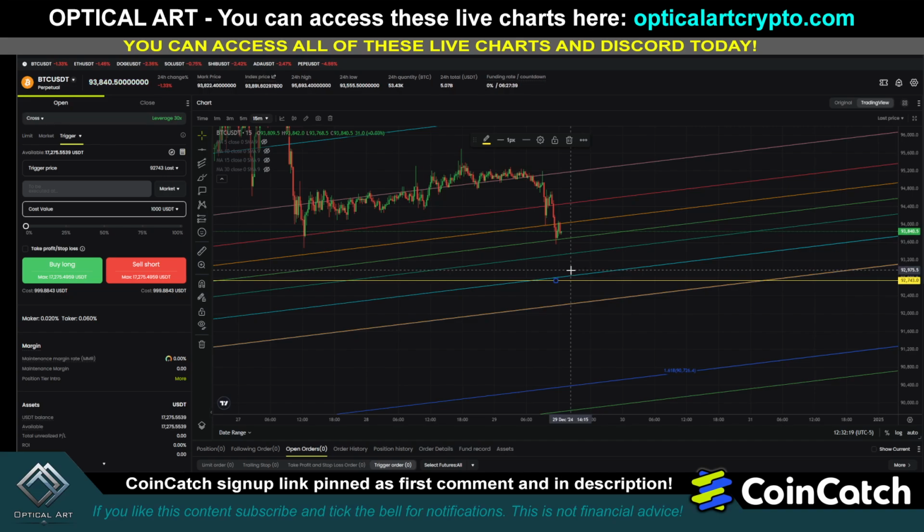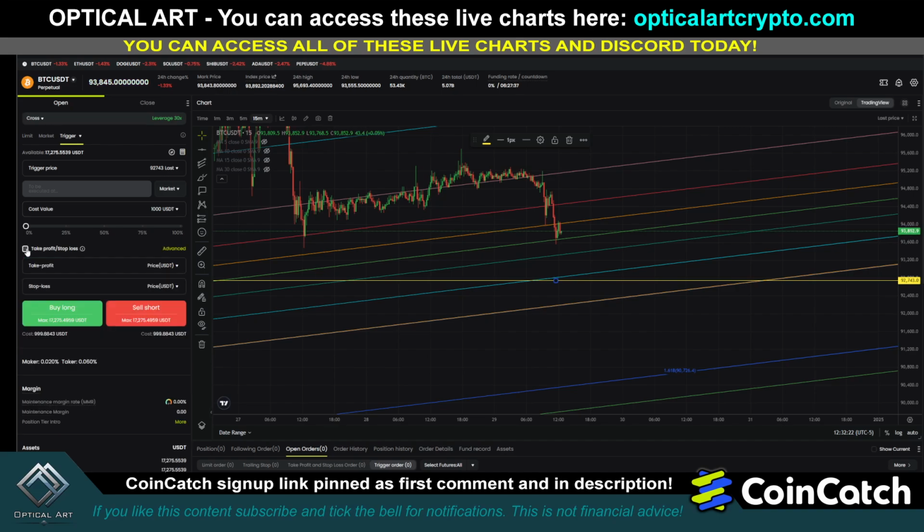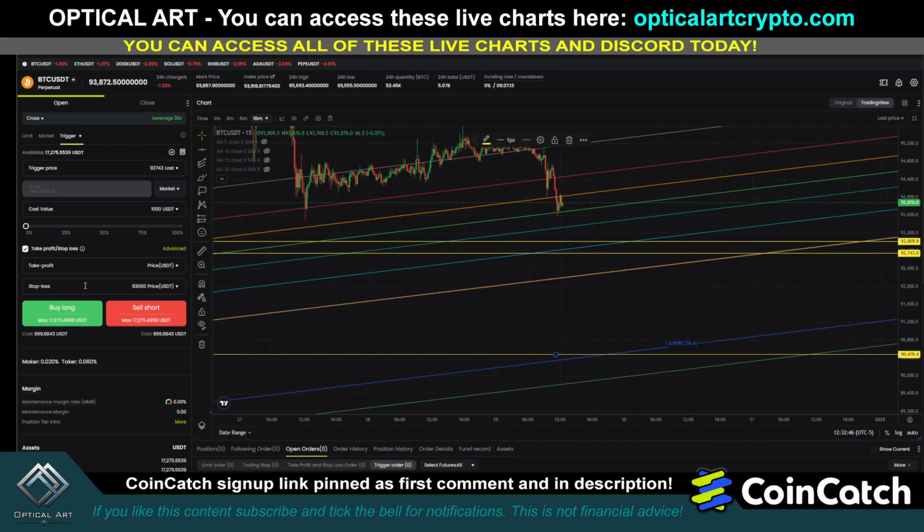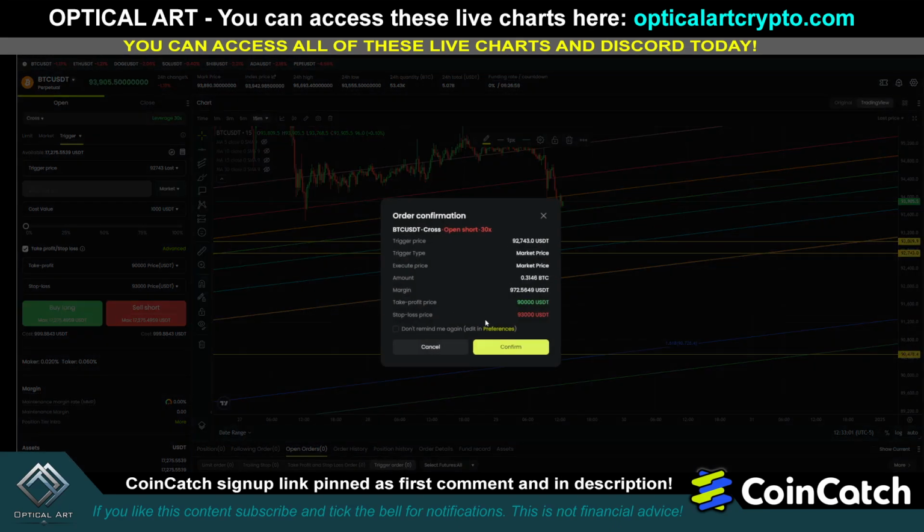level. We know if you break that, we can have a major drop, but we want to protect ourselves just in case it pushes back up. So now we want to put a stop loss. So we're going to click take profit stop loss. Let's do a line here. If we push up, let's put our stop loss above this point. So let's just say 93,000. Stop loss 93,000. And then take profit, however far you think it might go. It could go all the way down to 90,000 or lower. So our take profit will be 90,000. And if we do sell short, under trigger order, we have our price we're going to enter, 92,743. We do sell short, hit confirm.